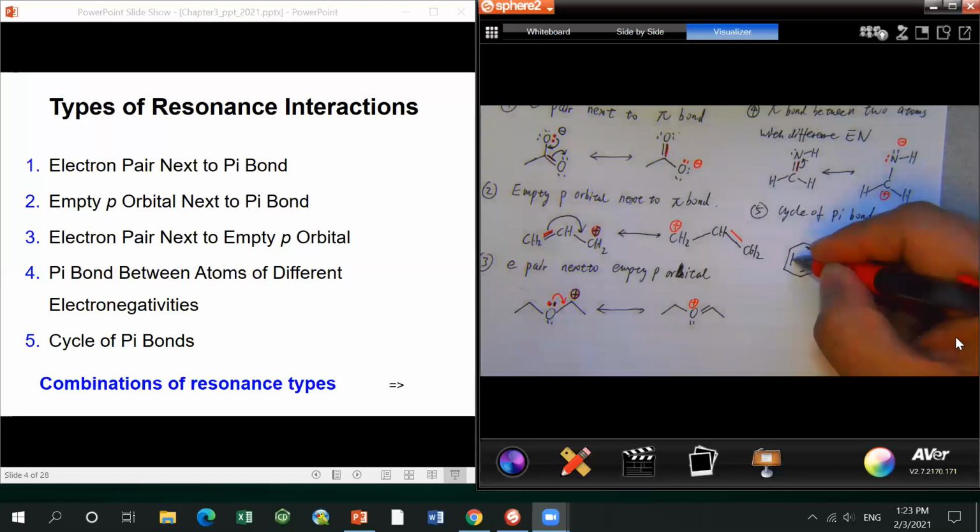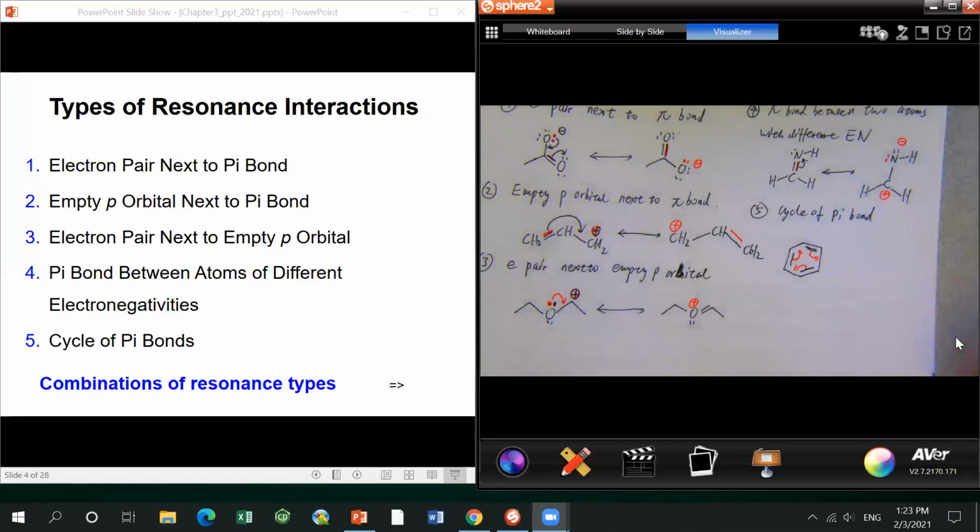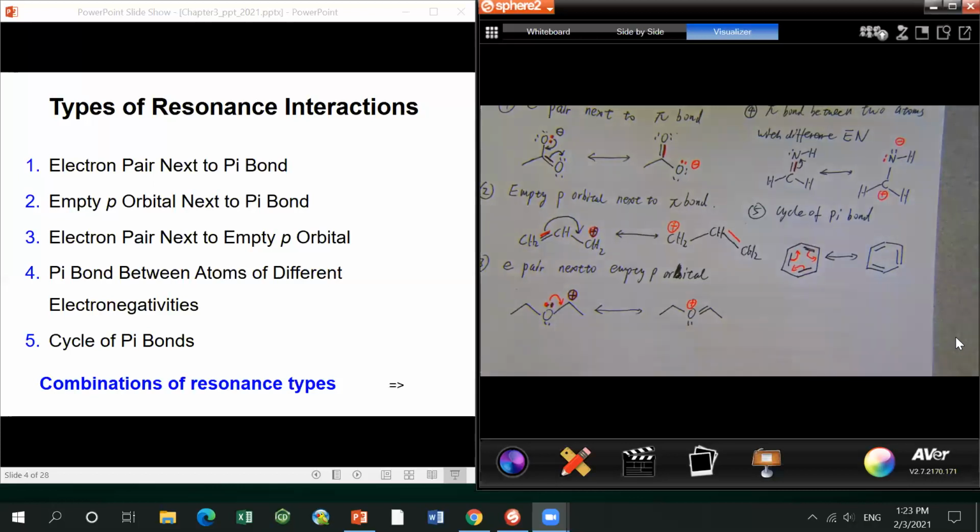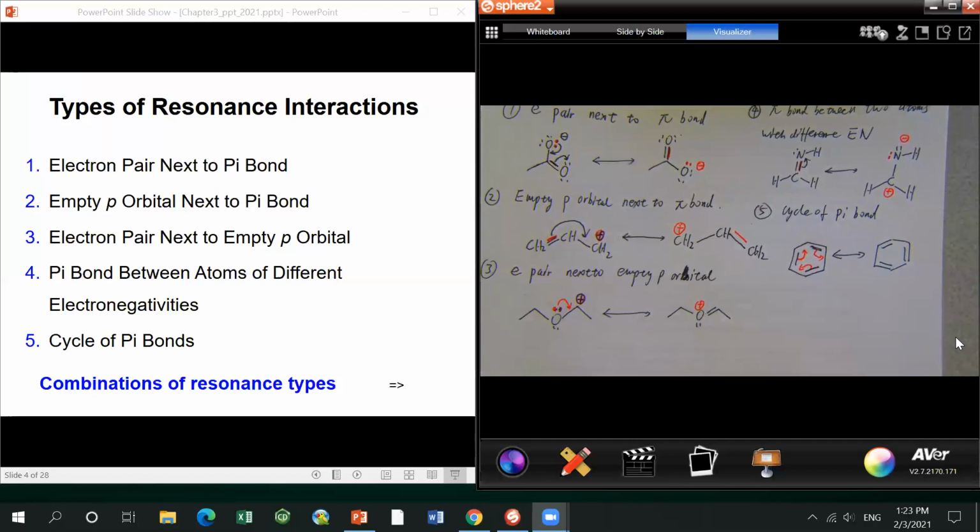The pi bond shifts between the single bonds in a circular way, all around, and the original double bond position becomes single bond, and the original single bond position becomes double bond. This one is actually pretty easy, not hard. So that's all five possible resonance structures, resonance interactions.